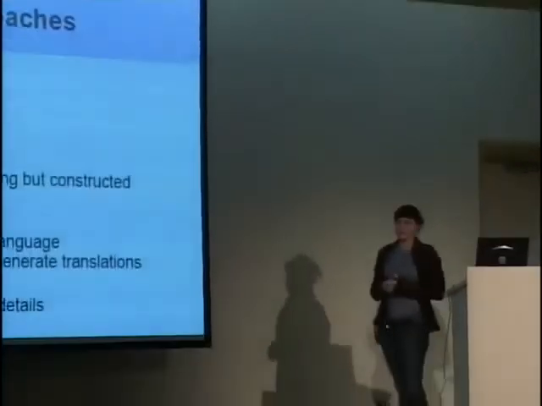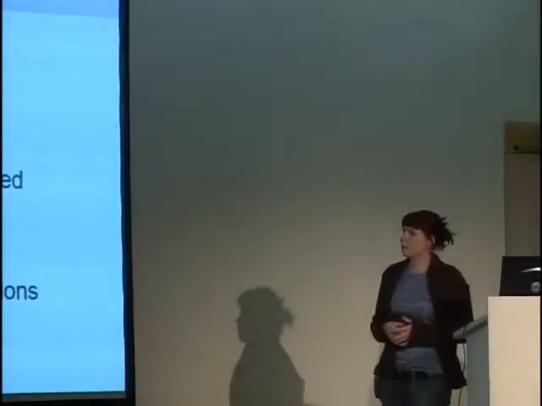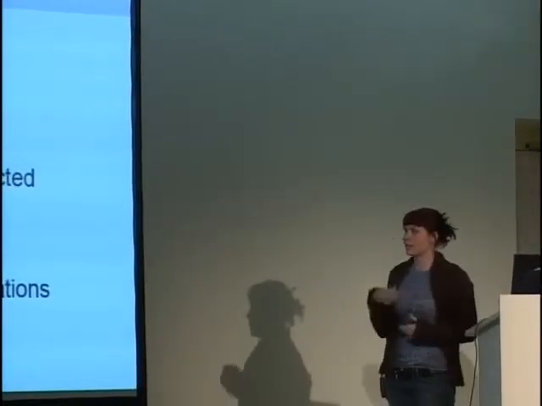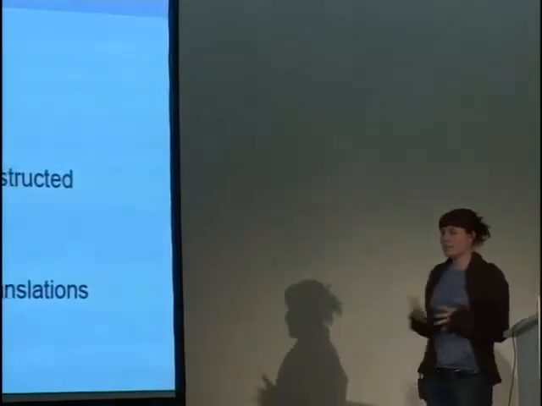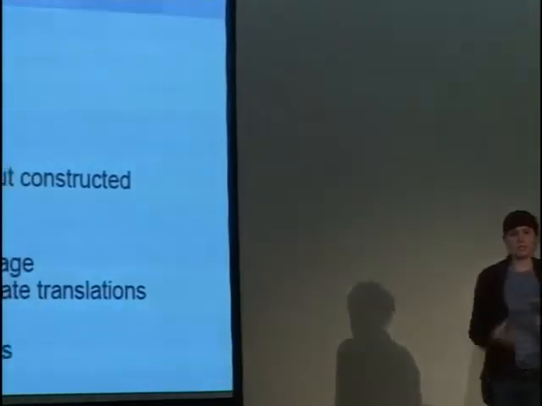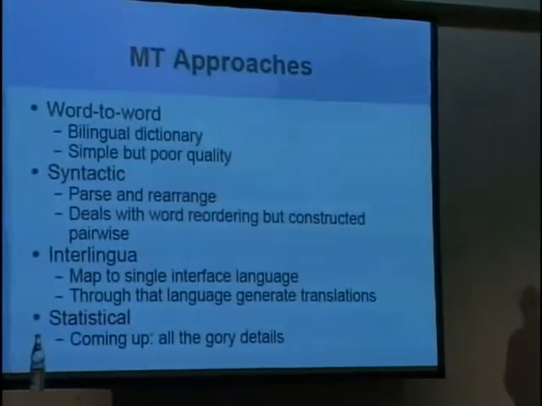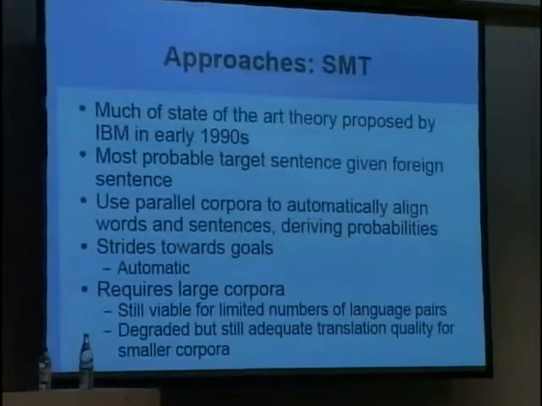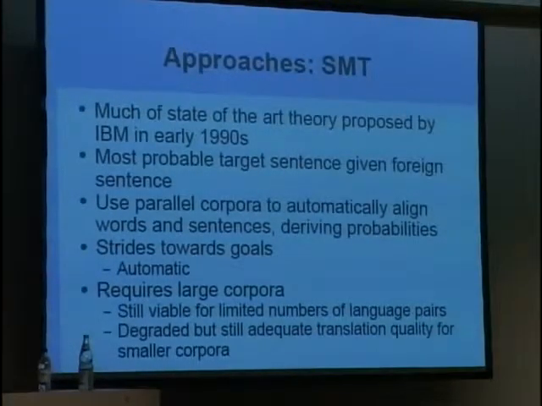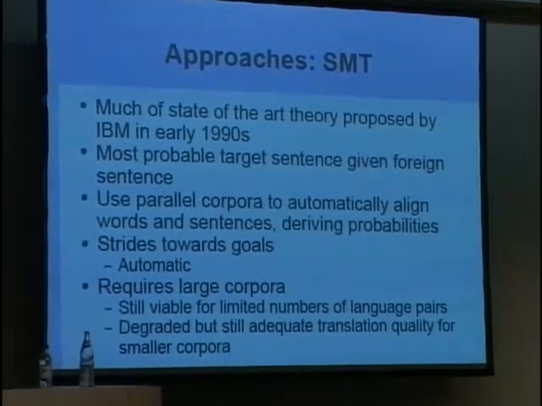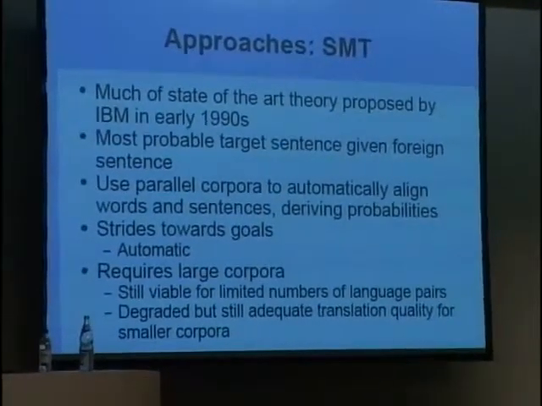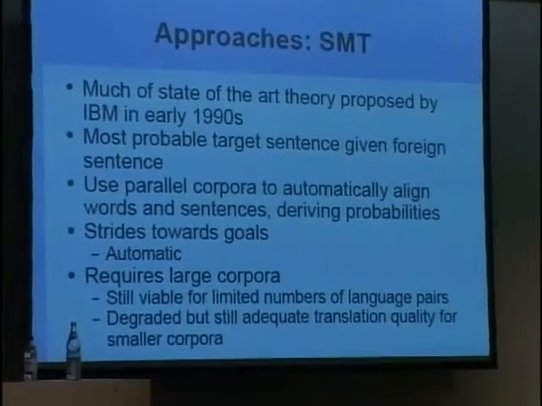So this I just went over in that diagram, which was a little more clear, but you can do word-to-word, syntactic, interlingua, and statistical, which is now incorporating all these, trying to climb this tree, and coming up all the gory details. Much of the state-of-the-art theory was proposed by IBM in the early 90s, and the goal is to find the most probable target sentence given a foreign sentence.